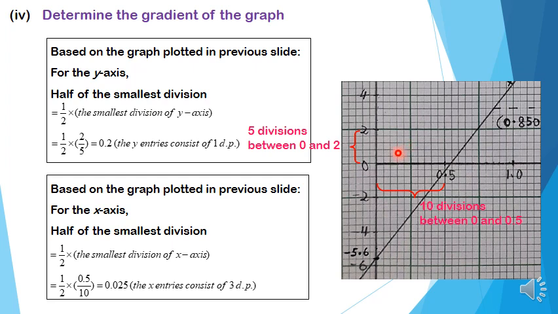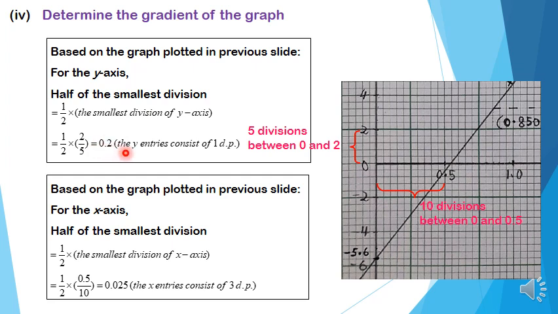There are 5 divisions between the values of 0 and 2. So what is the value for each division, or each square box here? We take the value of 2 divided by 5 divisions. So each division has a value of 0.4. And we can estimate until half of the division, or half of the square box here. So we divide the value of 0.4 by 2 and it gives us a value of 0.2. And this value has 1 decimal place.